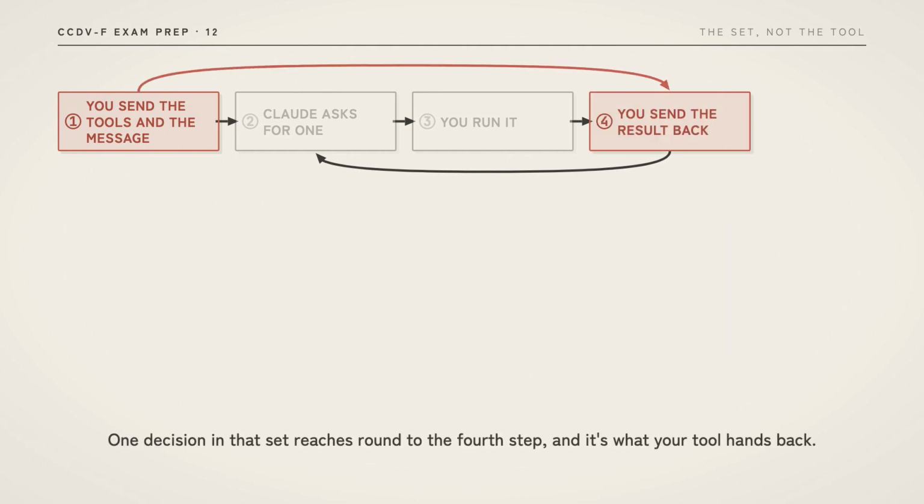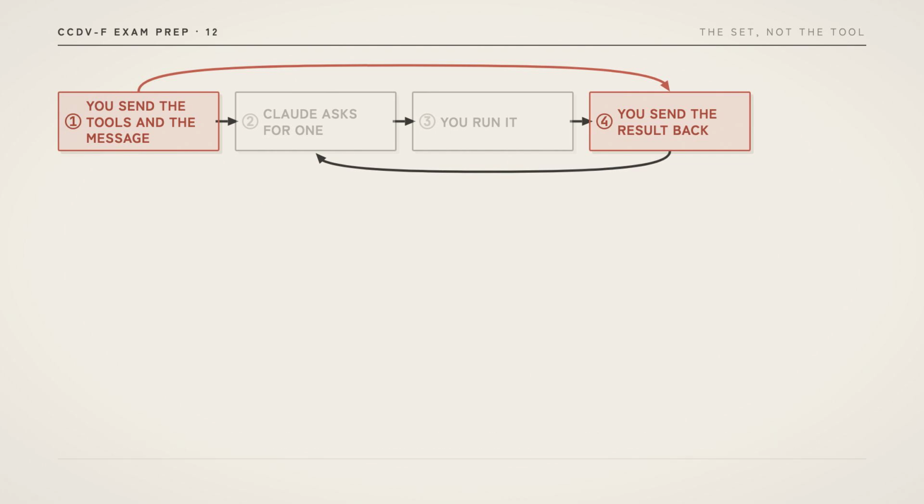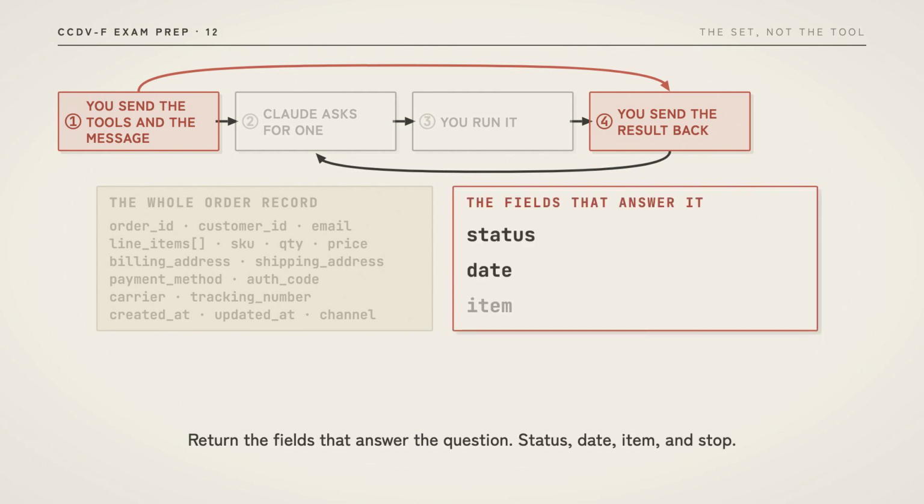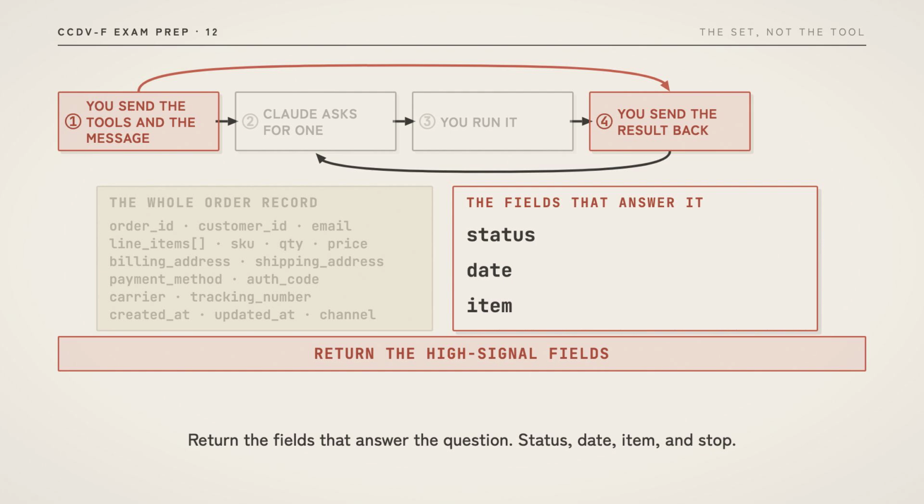One decision in that set reaches round to the fourth step, and it's what your tool hands back. Returning the whole record because choosing feels harmless is episode 8's window stuffing problem again. Return the fields that answer the question. Status, date, item, and stop.